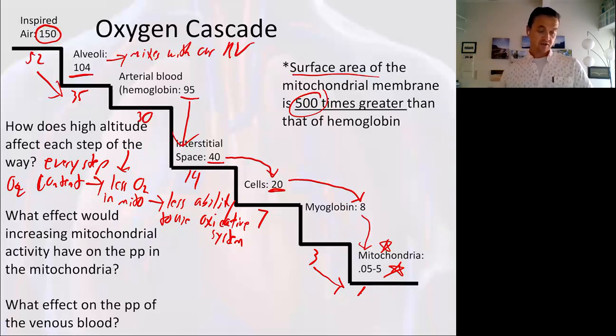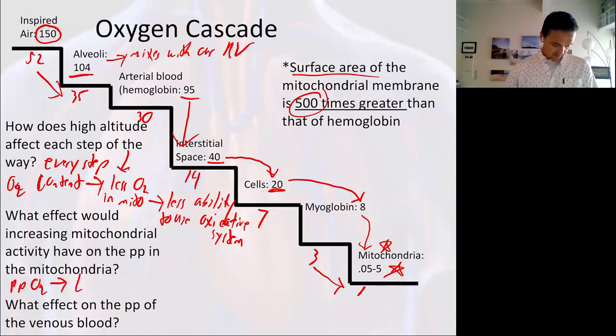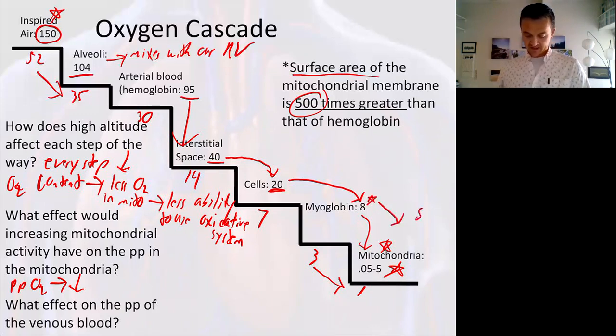Okay, so this other question here, what effect would increasing mitochondrial activity have on the partial pressure in the mitochondria? Okay, so if all of a sudden we start exercising, right, and our mitochondria become very active, we start using up all that oxygen, that's going to drop the partial pressure, right? So partial pressure of O2 will go down, right? So if we go back to the right side, we start back up here with 150, we get all the way down here, we're going from 8 down. Instead of 5, like it was before we were exercising, maybe that drops it down to 2 or 3, okay?